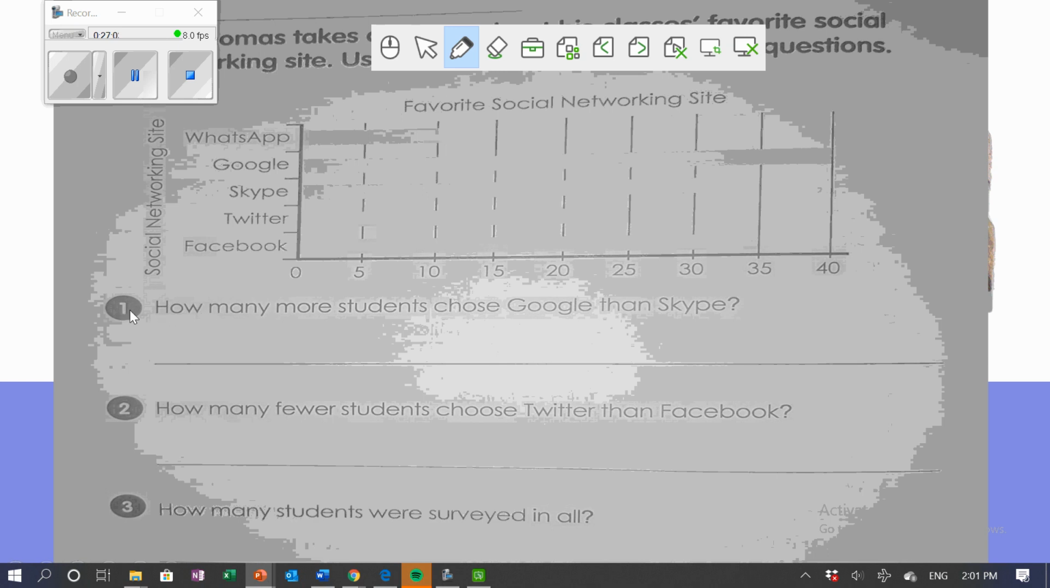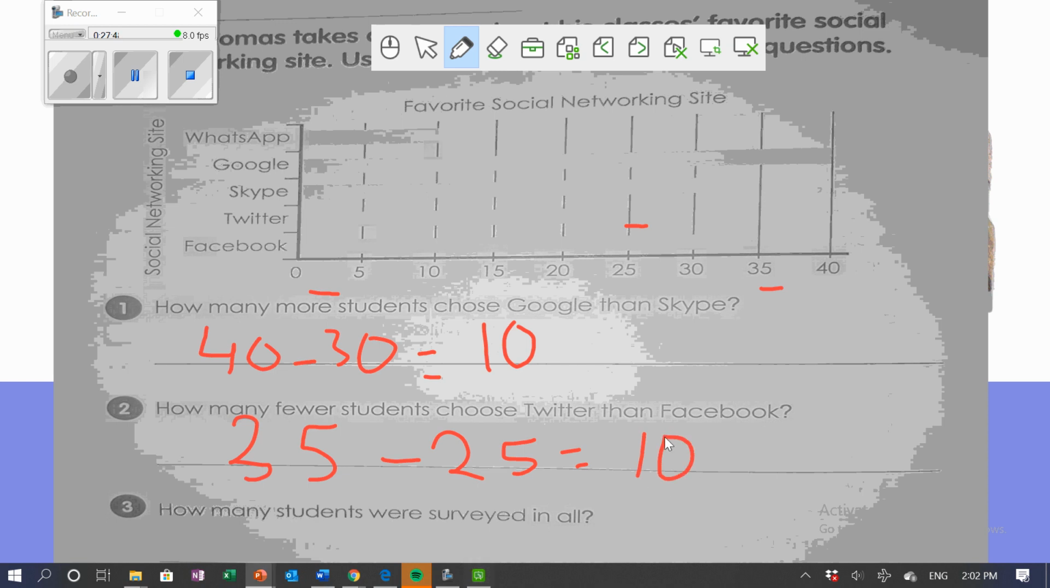The first question, how many more students choose Google than Skype? How many more? It's about difference and subtraction. So I want to subtract between Google, which is 40, and Skype, which is 30. So it's 40 minus 30, it's 10 students. How many fewer students choose Twitter than Facebook? Facebook is 35, Twitter is 25. I find the difference between 35 minus 25. The answer will be 10 students.